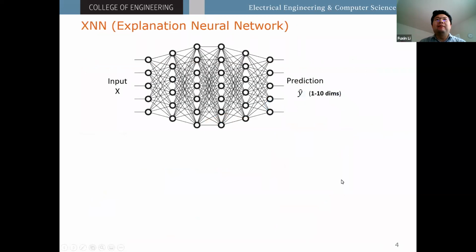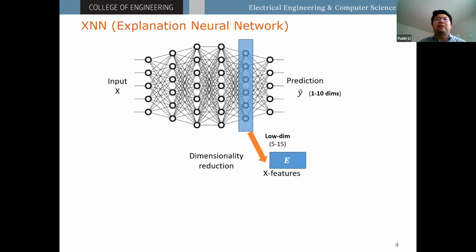Based on this idea, we then built this network called XNN. We call it XNN, Explanation Neural Network. The main idea is that you take the features from an intermediate layer of the neural network, and then you run some dimensionality reduction, reducing it to human-understandable levels, like 5 dimensions, and then you use that. So how do you train this dimensionality reduction? You try to mimic the original network.